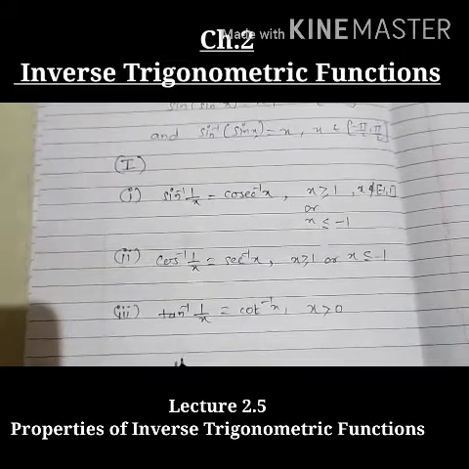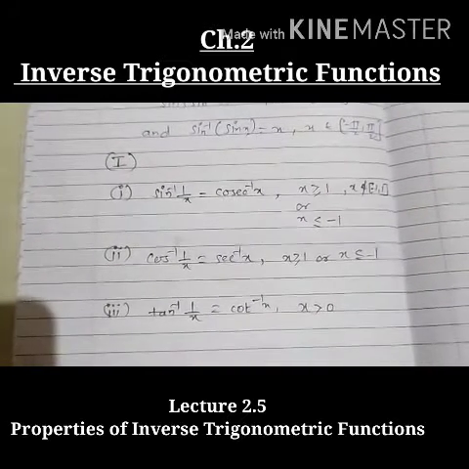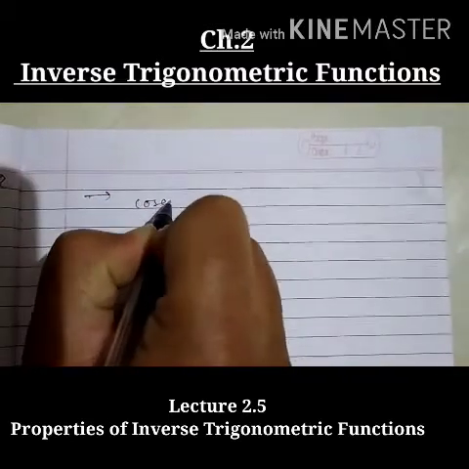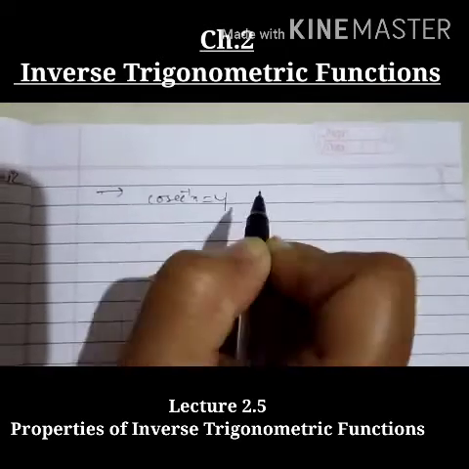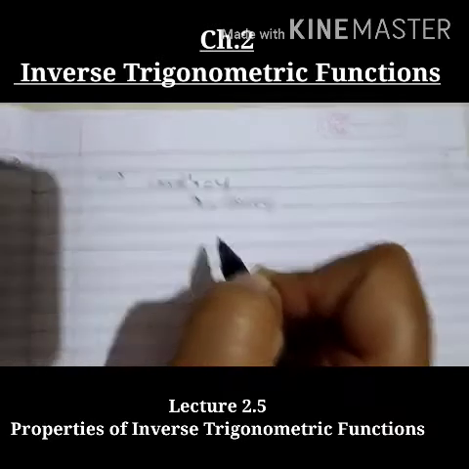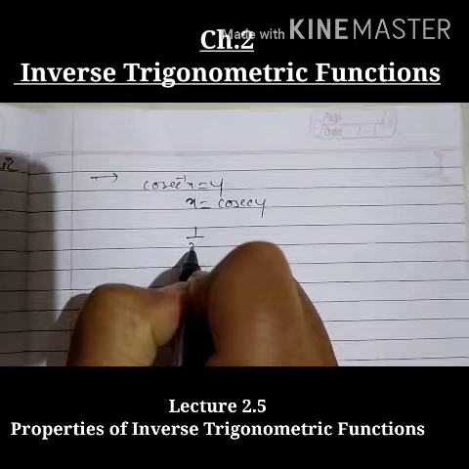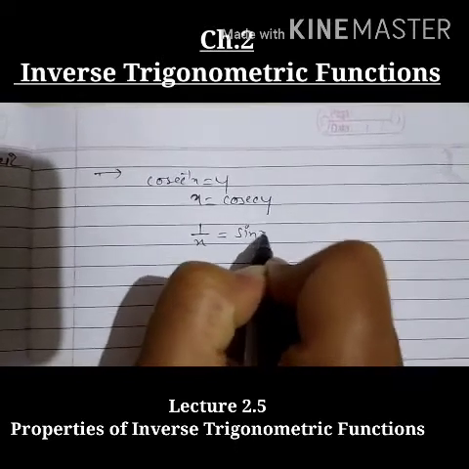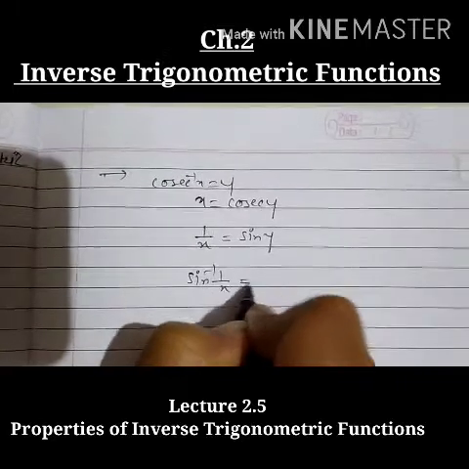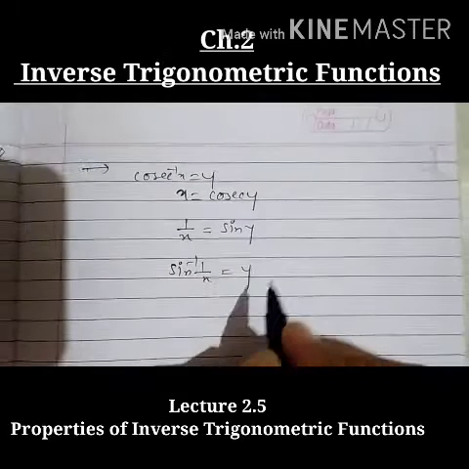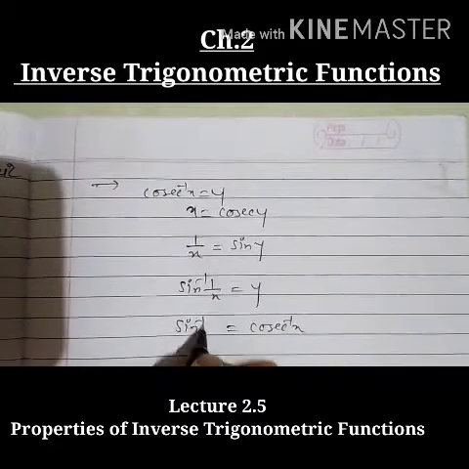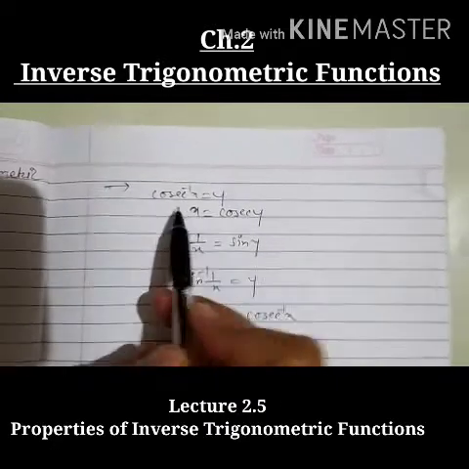Now to prove these results, we'll prove the first one. We put cosec inverse x as y. So x is equal to cosec y. Understood? So 1 upon x is equal to sine y, and can we write sine inverse of 1 upon x is equal to y? And what is y? Y is nothing but cosec inverse of x. Understood, student?